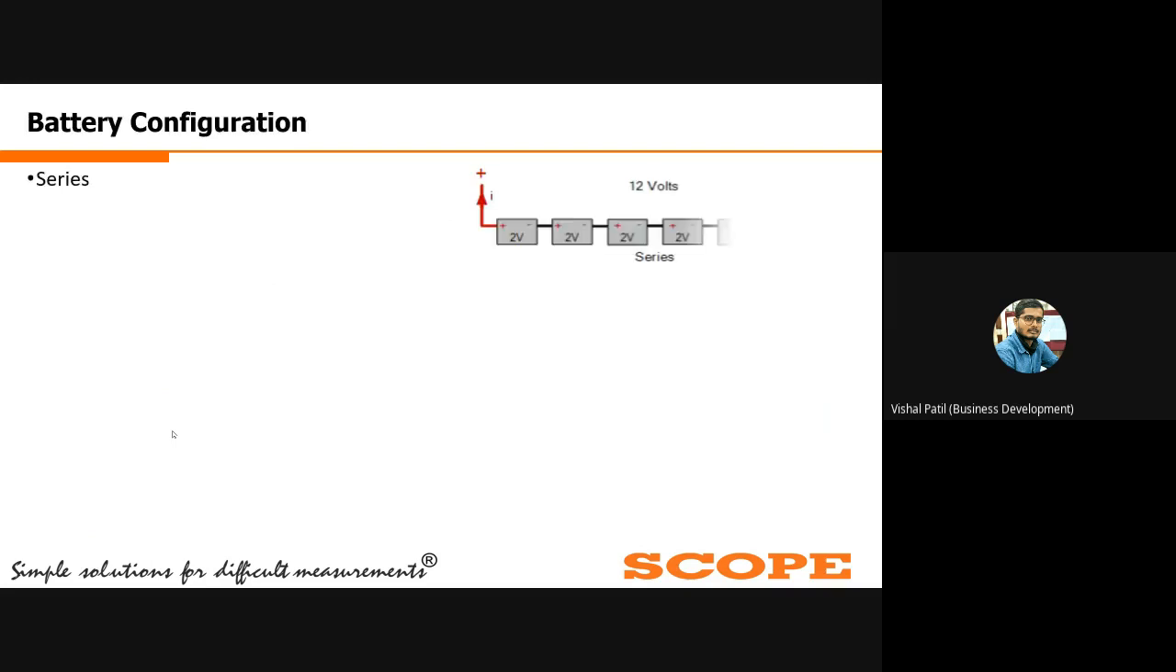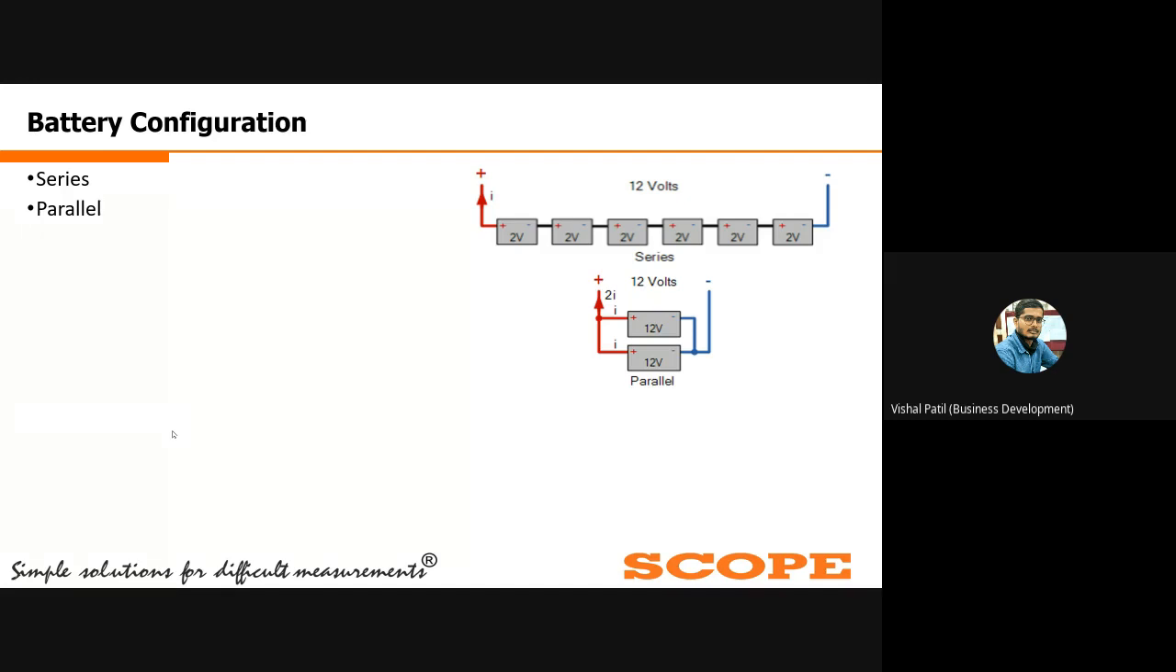Now, whenever we connect a number of cells in series, what happens? We will get the desired voltage. And whenever we connect cells in a series connection, the effective battery bank voltage gets multiplied. For example, 2-volt cells are connected, and a total of 6 cells are connected in series. Then the output voltage will be 12 volts.